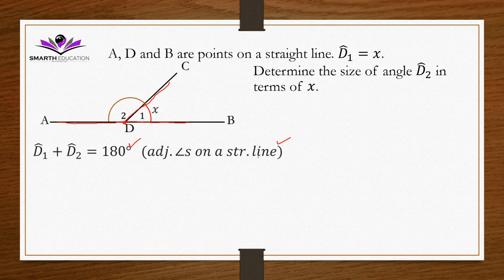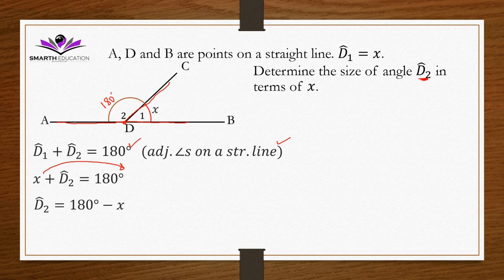Now let's substitute. D1 is x, so we're putting D1 there. Let's find our D2 in terms of x. So what do we do? We subtract x from both sides of the equation, or we can say we're transposing, bringing x to this side. It becomes minus x. So D2 is equal to 180 minus x. So this angle here is 180 degrees minus x. Done.